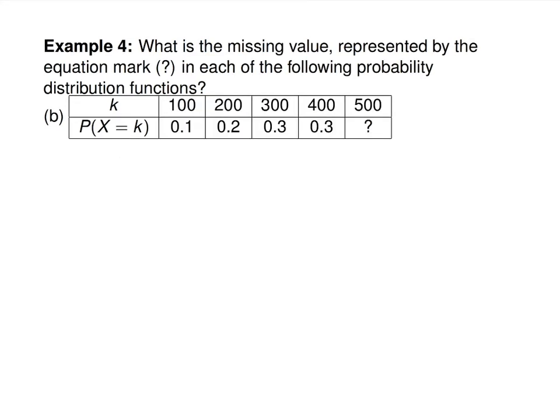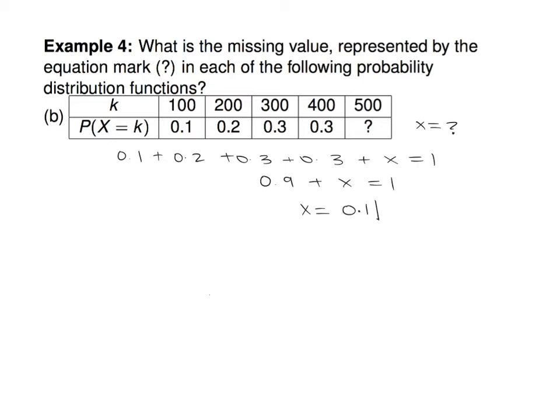Same idea, we're assuming here that our x can equal 1, 2, 3, 4, or 500. And once again, the missing probability must sum with all the others to 1. So we're going to let x equal question mark again. 0.1 plus 0.2 plus 0.3 plus 0.3 plus x needs to add up to 1. Well, all the numbers on the left add up to 0.9. And so therefore x has to be 0.1.